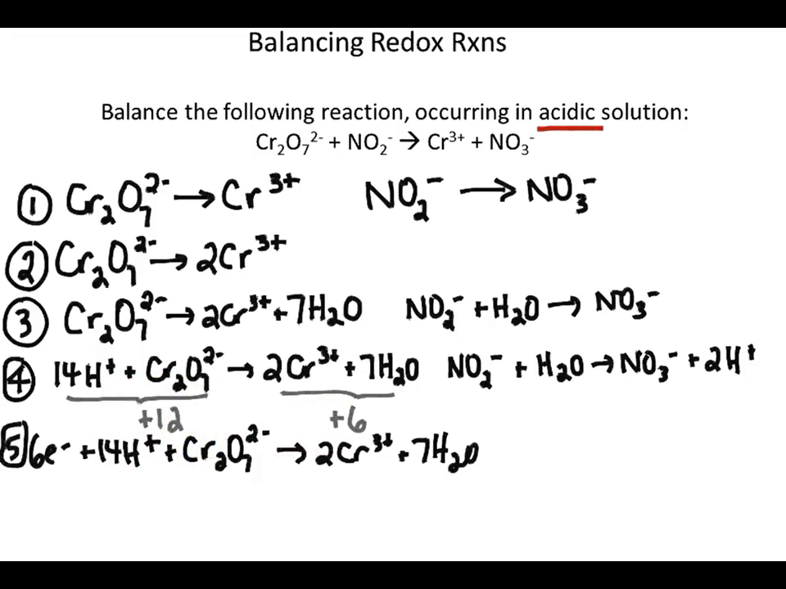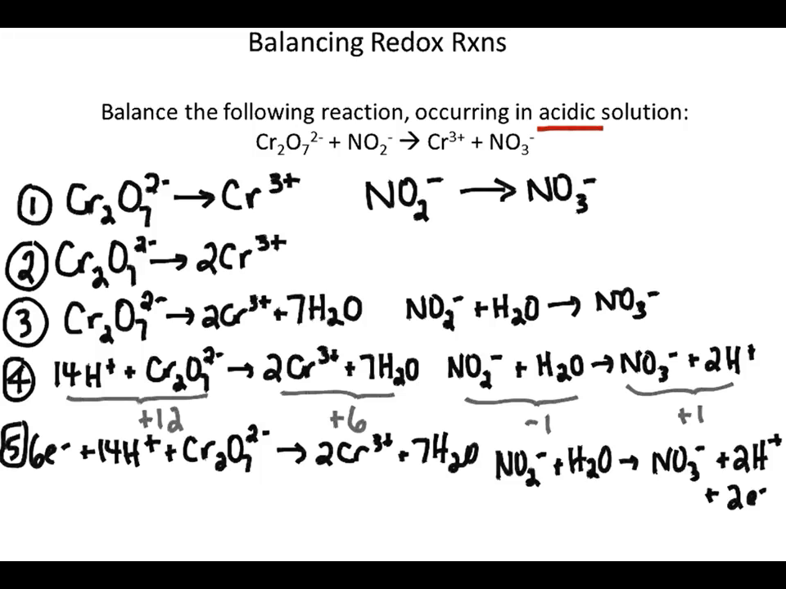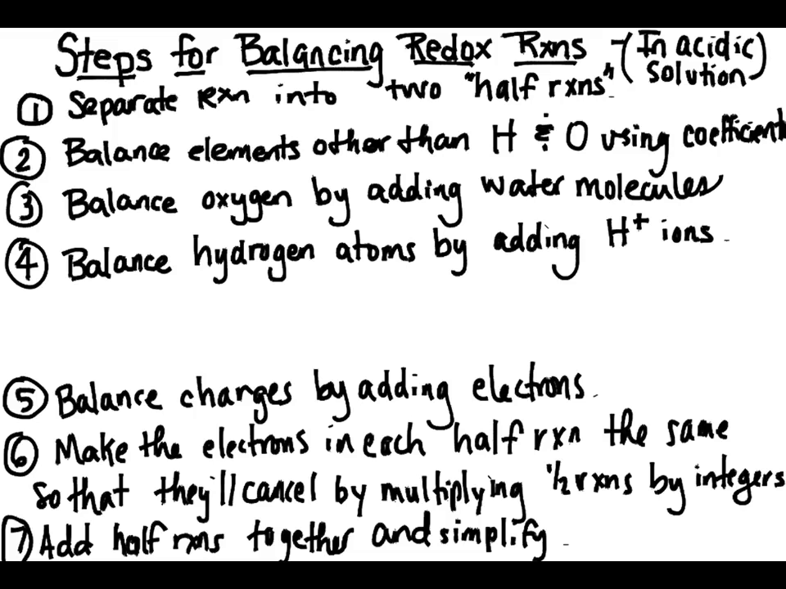On the right-hand half reaction, we have NO2, which is negative 1, and we have 1 NO3, which is negative 1, and 2 H pluses, which are positive 2. So the overall net charge on the left is negative 1, the overall net charge on the right is plus 1. That means we need 2 electrons, and they need to be added to the right-hand side to make them both negative 1. Just remember there's also a 0, and it goes through 0 charge, right? So we have 6 electrons on the left and 2 electrons on the right.